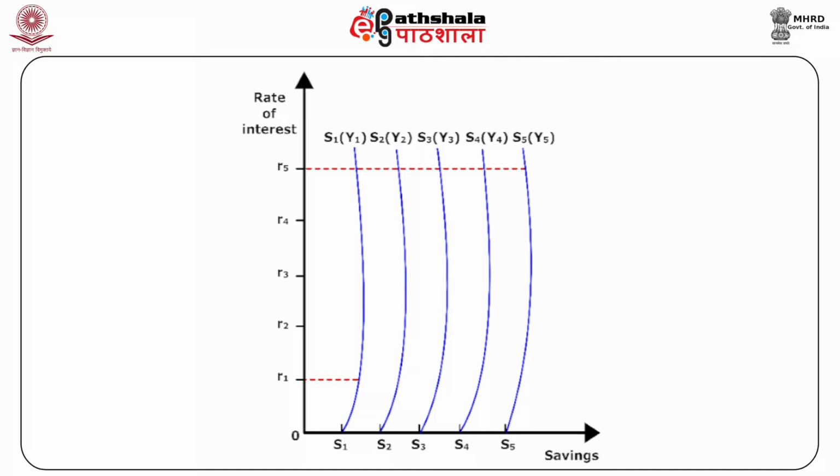Similarly, after S1 Y1, S2 Y2 and so on, we could have 2, 3, 4 or even 5 savings functions. The sum total or the set of these savings functions are known as a family of savings functions. You would notice now that this is different from an ordinary savings function, which is actually measured on the y-axis and is a linear function.